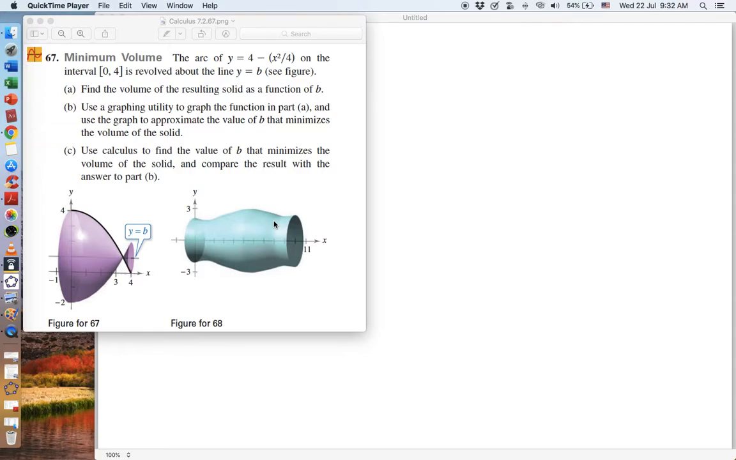Hello, in this video I'm going to use integrals using the disk method to find the volume of solids of revolution about a line and about the x-axis. And so we'll start with number 67. Here we're looking for the minimum volume.